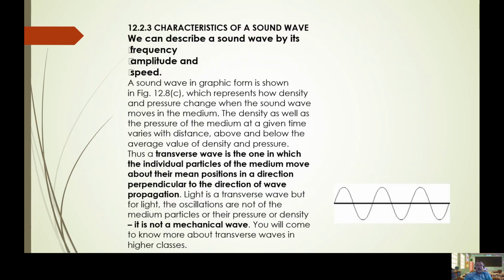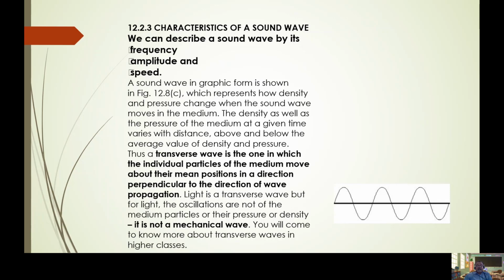Characteristics of a sound. We can describe a sound wave by its frequency, amplitude, and speed. A sound wave in graphic form is shown in figure 12.8, which represents how density and pressure change as the sound wave moves in the medium. The density as well as the pressure of the medium at a given time varies with distance above and below the average value of density and pressure.